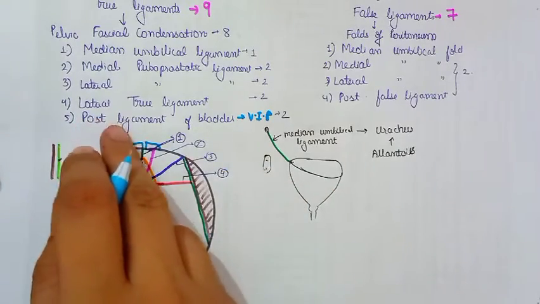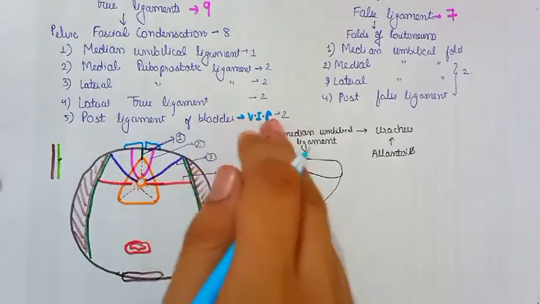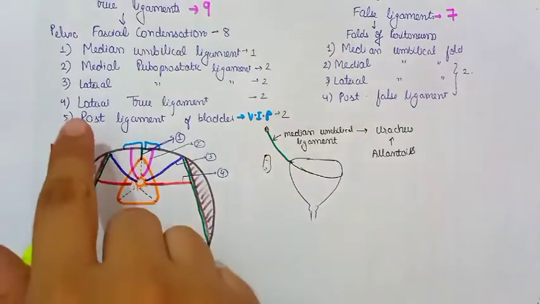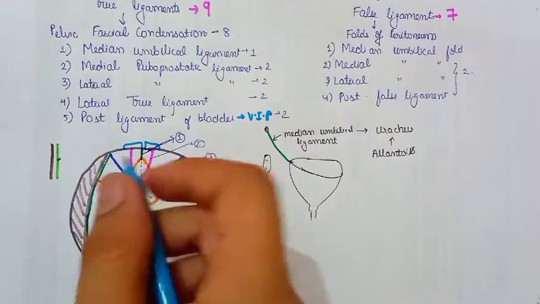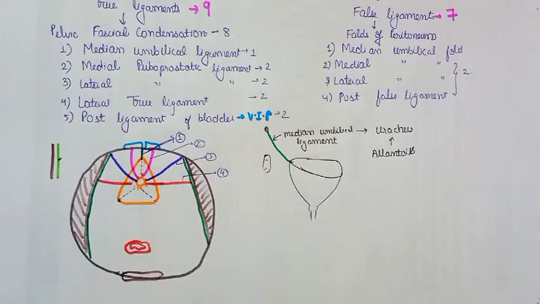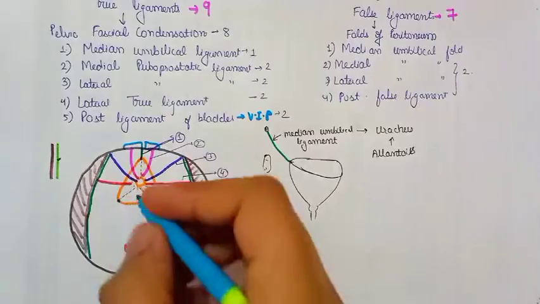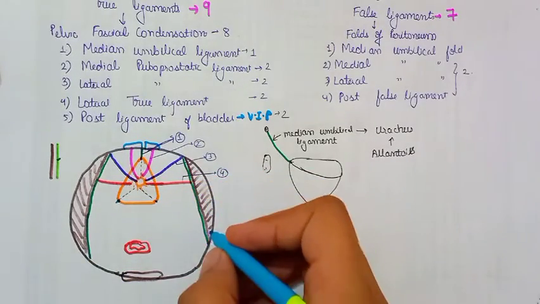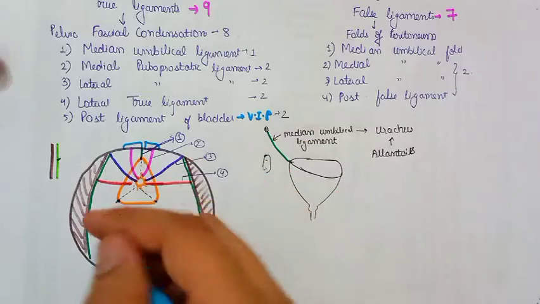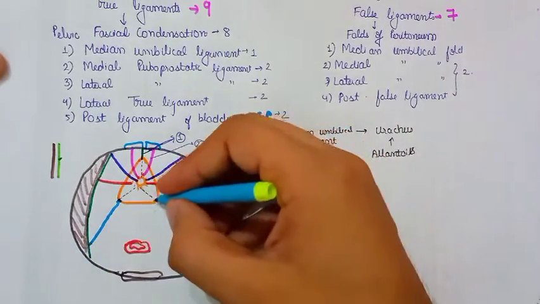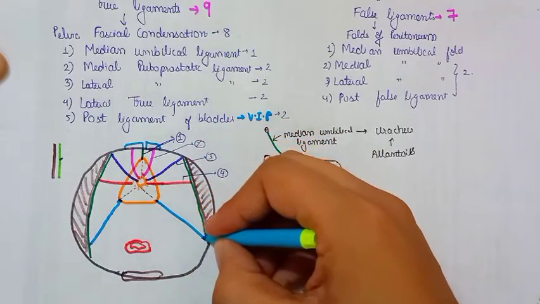Now what remains is the posterior ligament of the bladder and a very important point related to it. The last ligament remaining is the posterior ligament of the bladder. It originates from the sides of the base of the bladder, like over here, and is inserted on the lateral pelvic wall. So these are the posterior ligaments of the bladder.